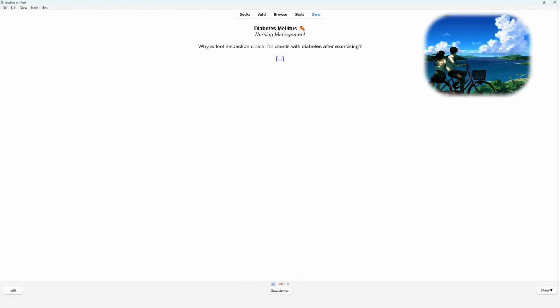Why is foot inspection critical for clients with diabetes after exercising? It's just because they have that neuropathy. They're not able to feel, and they could get that skin breakdown, which could lead to infection, and worse, if they can't heal, amputation.